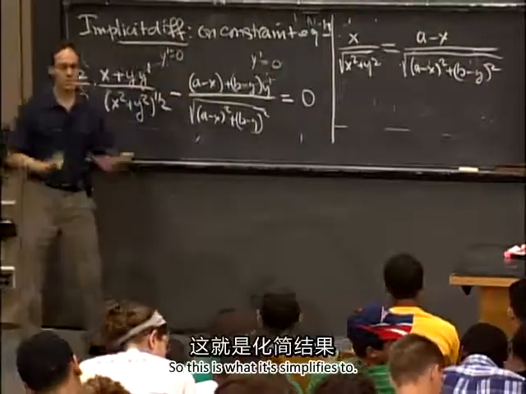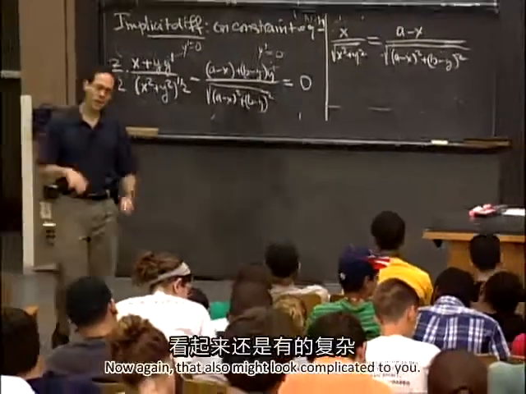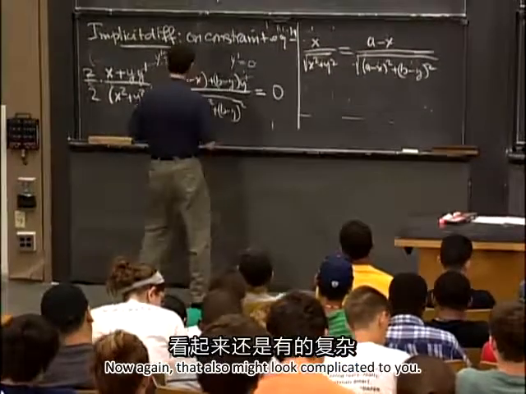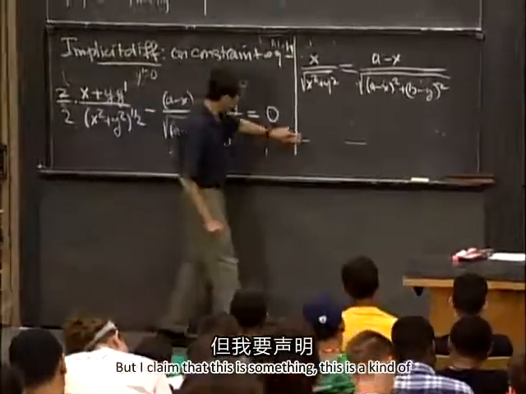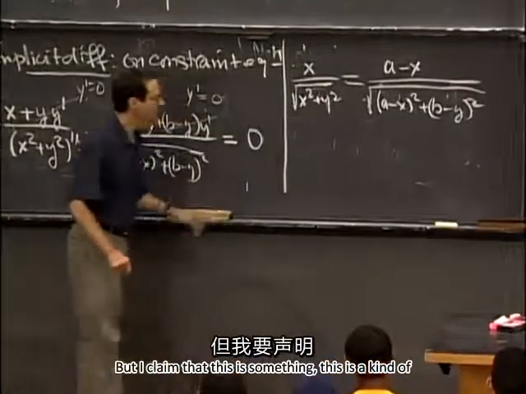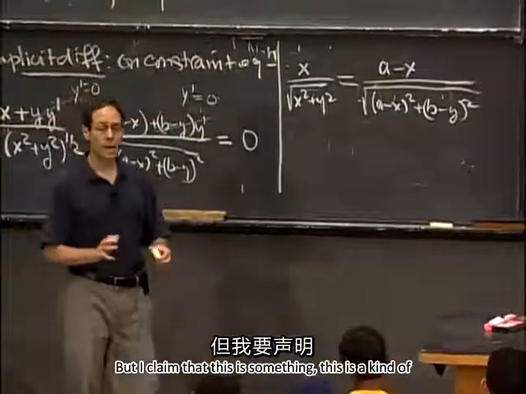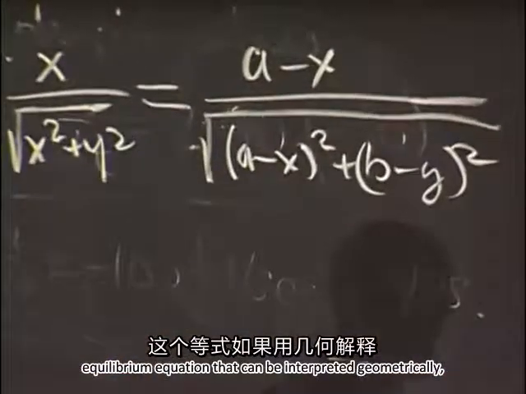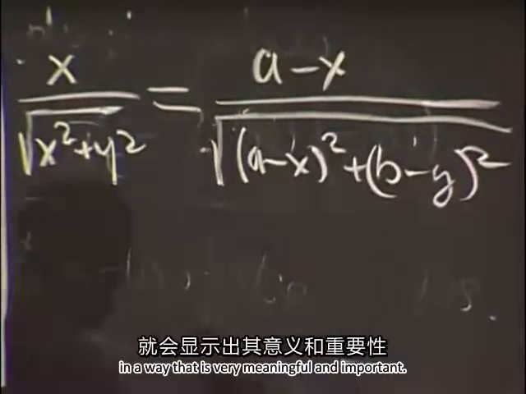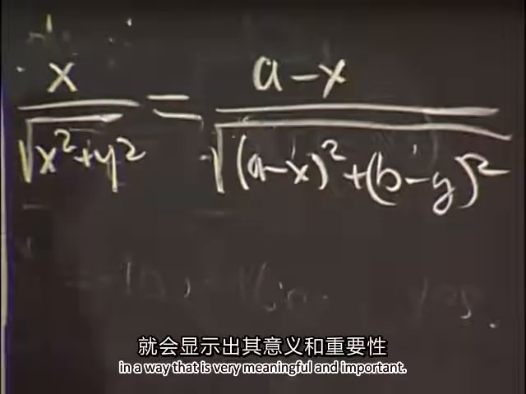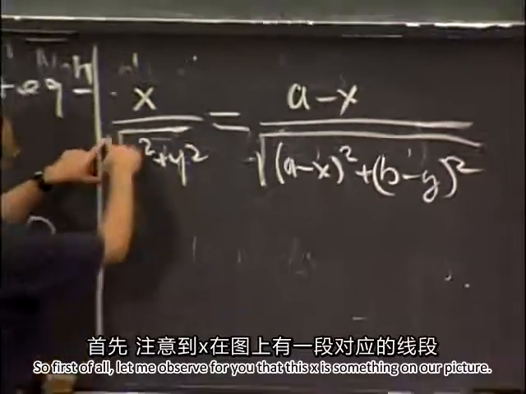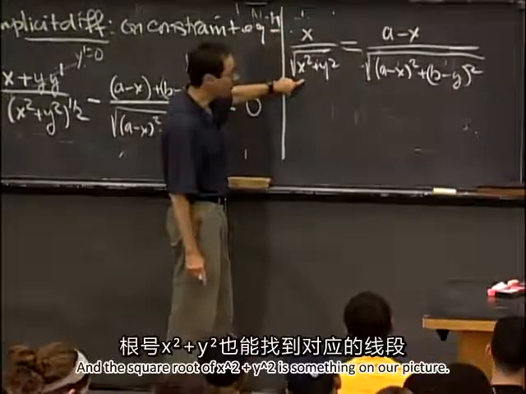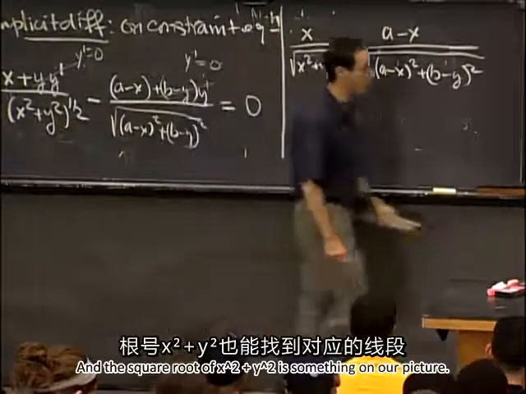All right? So this is what it simplifies to. Now again, that also might look complicated to you, but I claim that this is a kind of equilibrium equation that can be interpreted geometrically in a way that is very meaningful and important. So first of all, let me observe for you that this x is something on our picture, and this square root of x squared plus y squared is something on our picture.